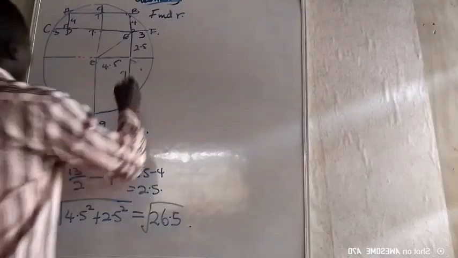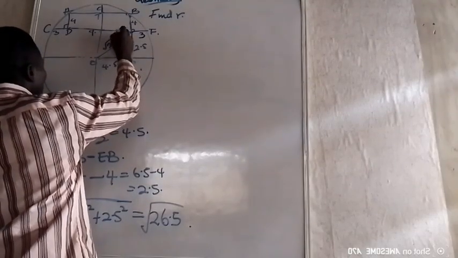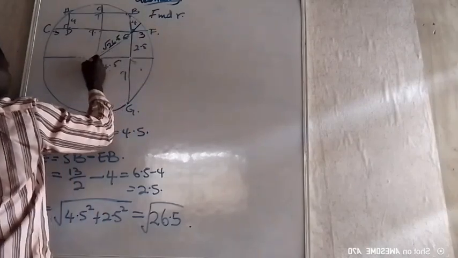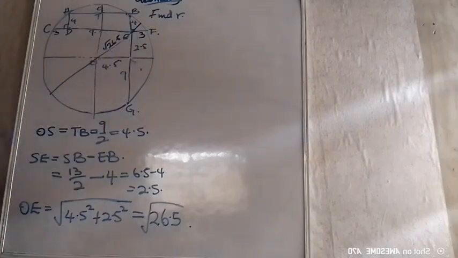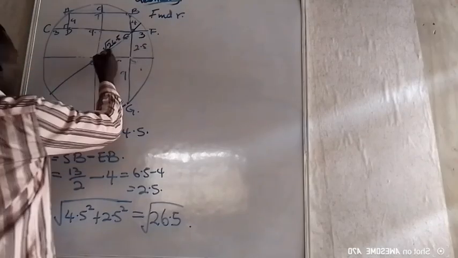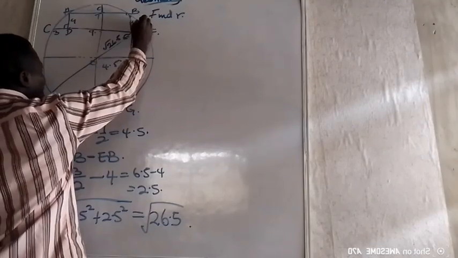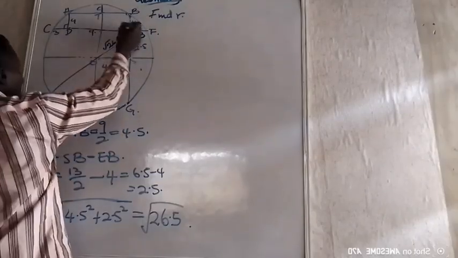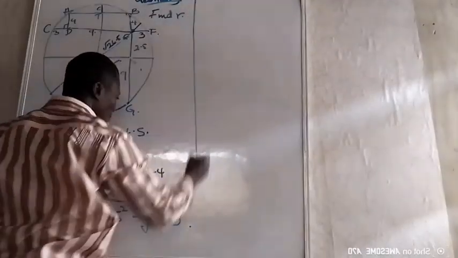Now that I've gotten that, this is root of 26.5. Now let me extrapolate it to this place, and then you can see its diameter. But we know the diameter is a chord, the longest chord of the circle. Now, from here to here, and from here to here, will be equal to the product of this place and this place, or this place and this place. So let's go ahead and do it.